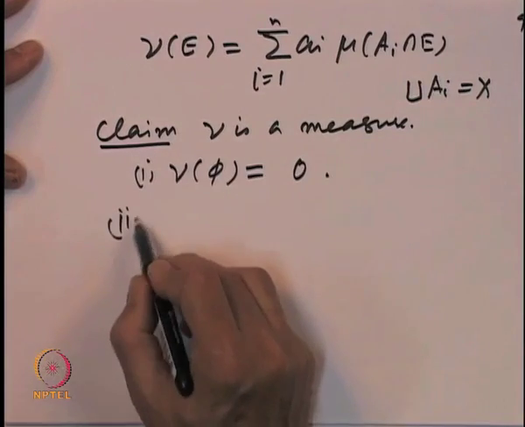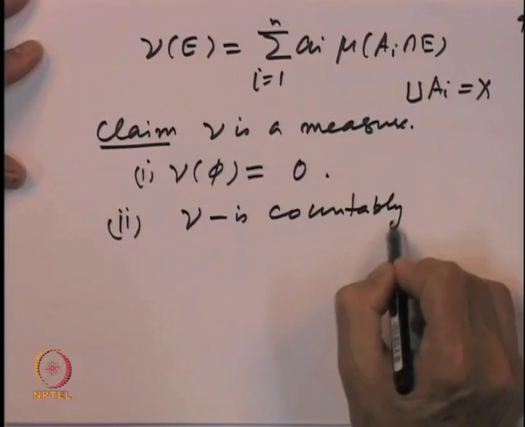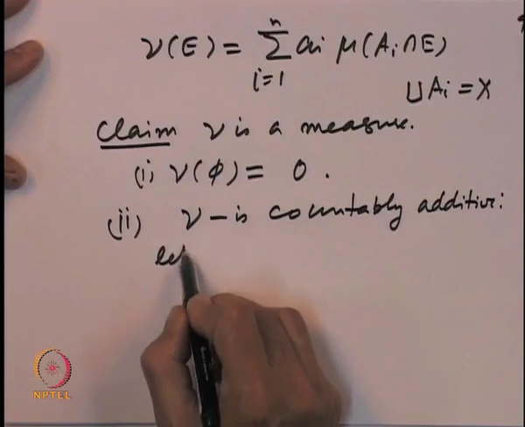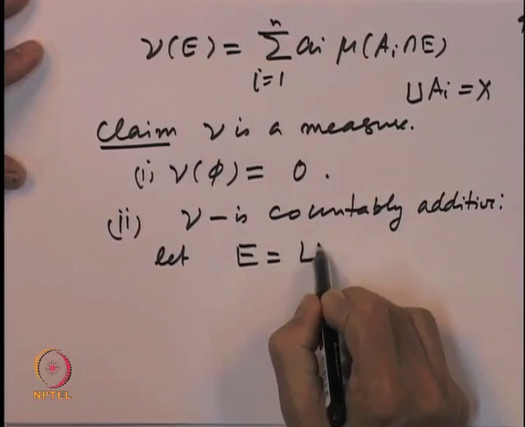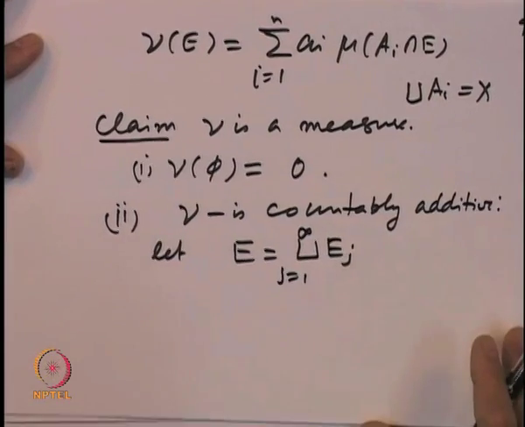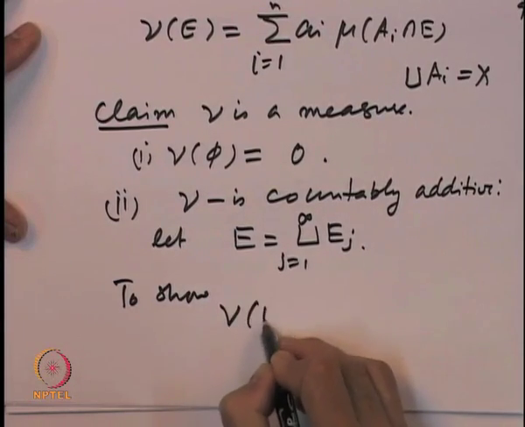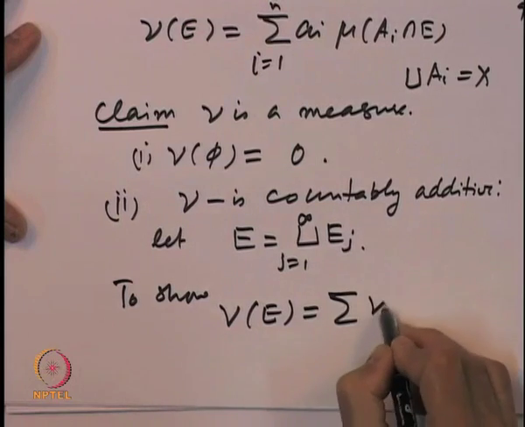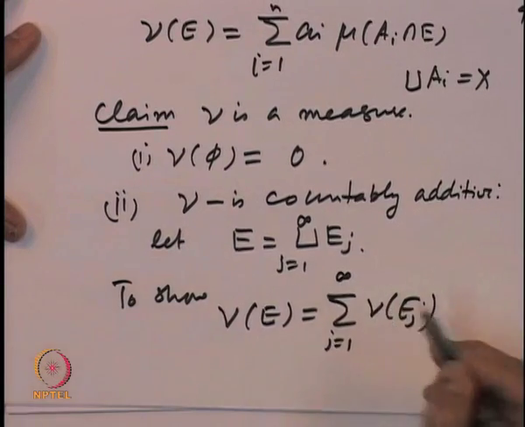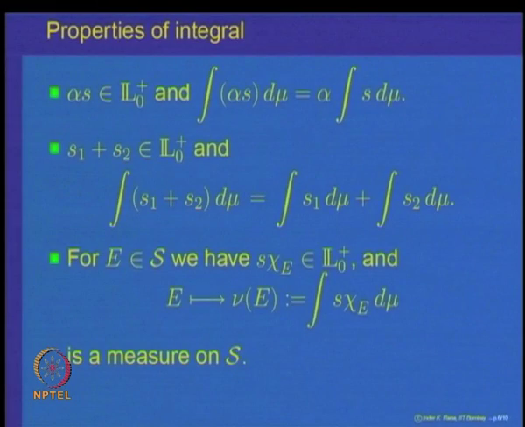What is the second property? We want to check nu is countably additive. So let E be equal to the union of E j, j equal to 1 to infinity, where all the sets are in the sigma algebra. We want to show that nu of E is equal to the sum of nu of E j, j equal to 1 to infinity. That is what we have to show.